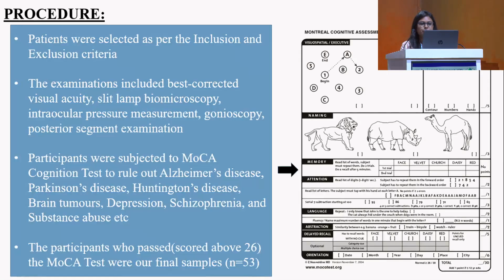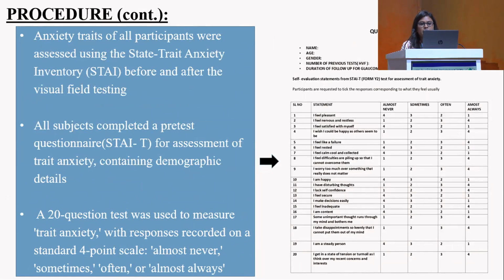After fulfilling the inclusion and exclusion criteria, the patient undergoes basic ocular examinations. After that, they complete the MOCA questionnaire to rule out anxiety disorders. Those who scored above 26 out of 30 were our final samples. Then they complete another questionnaire, the STAI form Y2, which calculates the pre-test anxiety.